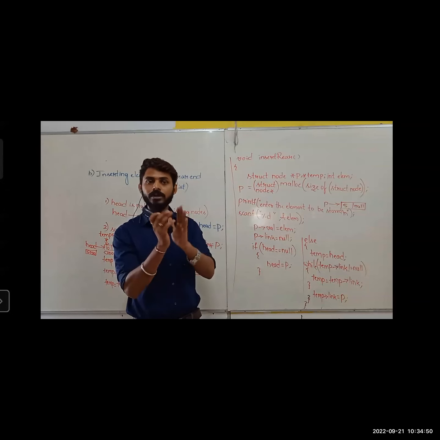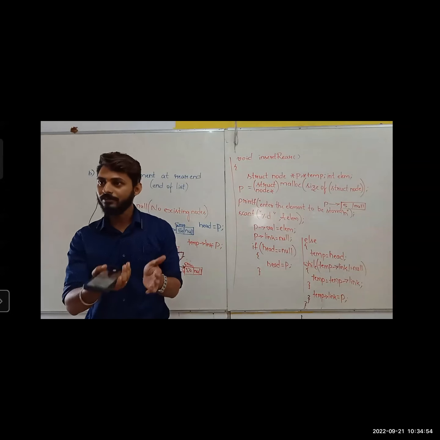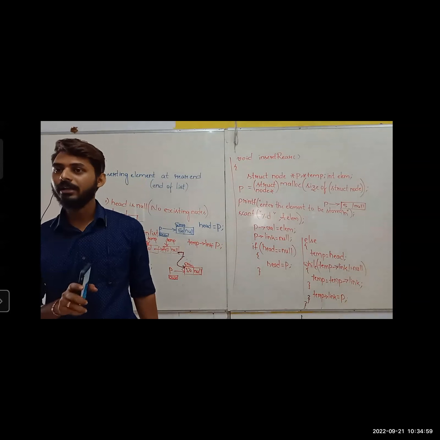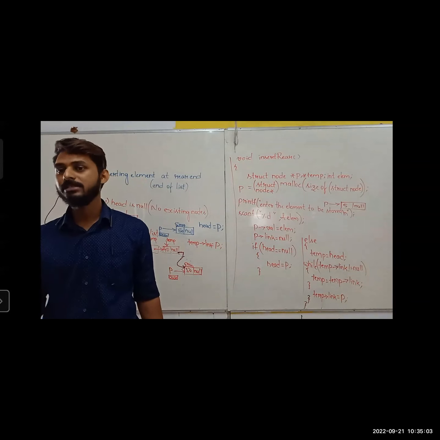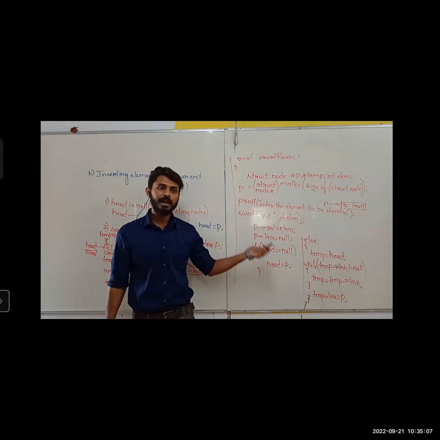Okay, now my node is ready. P is there. P's first block is having a value. P's second block is having null. Now 2 cases to add it. If I want to add it at the rear, 2 cases. Which are those? There might not be any elements. There might be some elements. If there are no elements, then I will make that node the head.